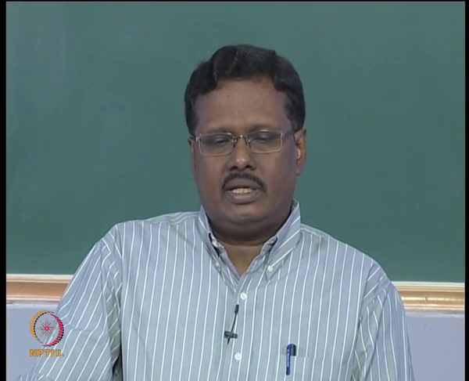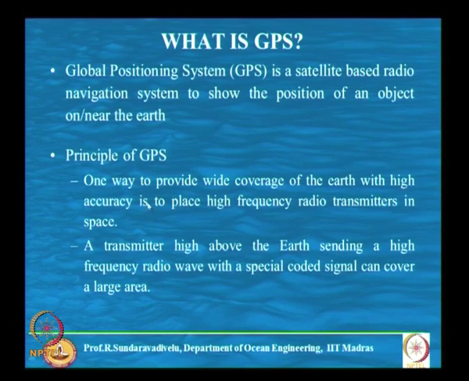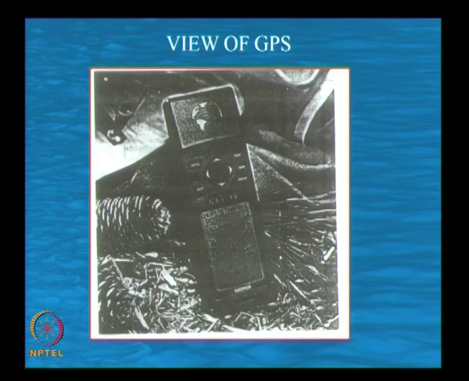But we have a differential GPS, which has very high accuracy; they claim it is up to 1 meter. So once you have this high accuracy GPS, your position fixing is very good. The principle of GPS is to place high frequency radio transmitters in space. A transmitter high above the earth sending a high frequency radio wave with a special coded signal can cover a large area. In differential GPS or a good GPS survey, we get the signal from at least 3 satellites, not from a single satellite. You have a base station and ground truth data to cover this.